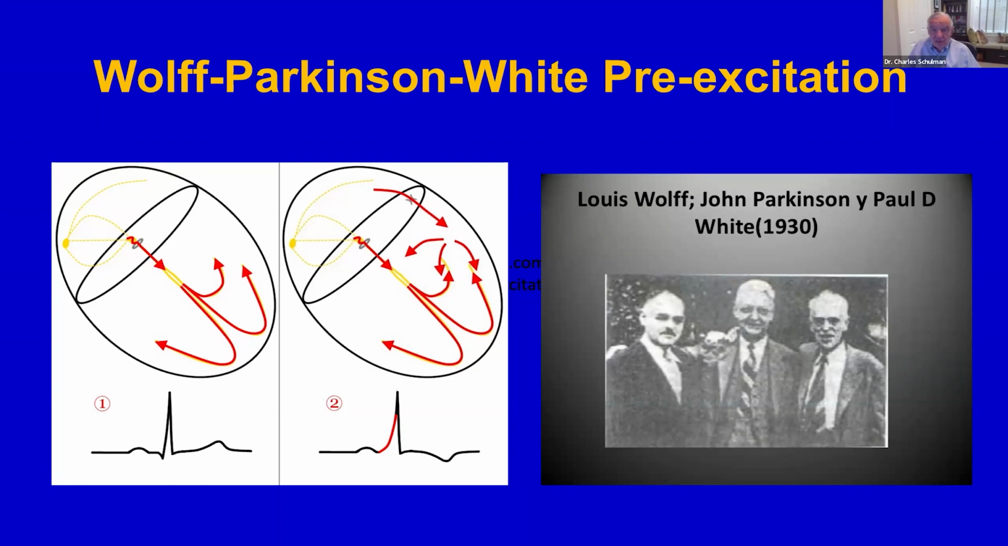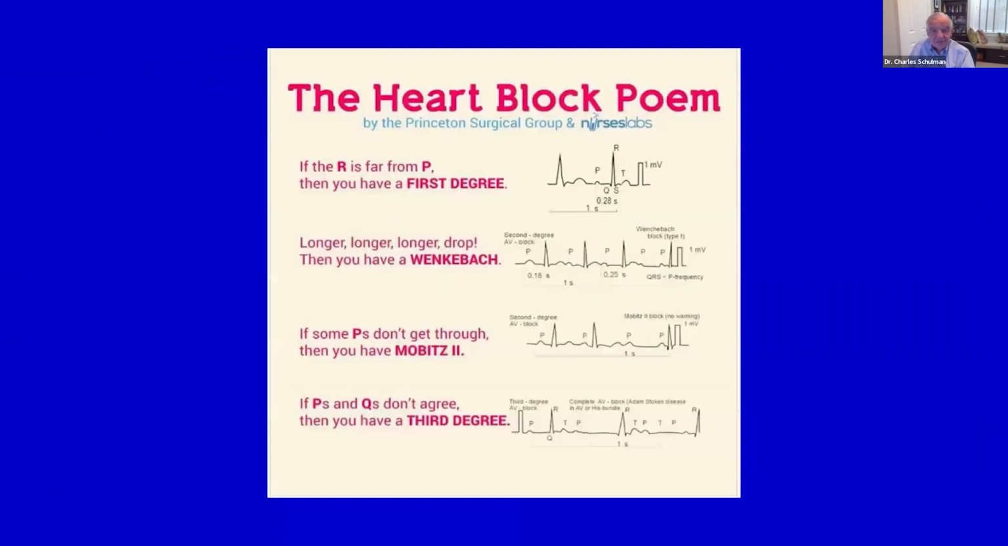What it is is pre-excitation. So there's a bypass tract, where there's transmission not through the AV node, but through a bypass tract either on the left or the right, causing this delta wave. There are doctors Wolf, Parkinson, and White right there.